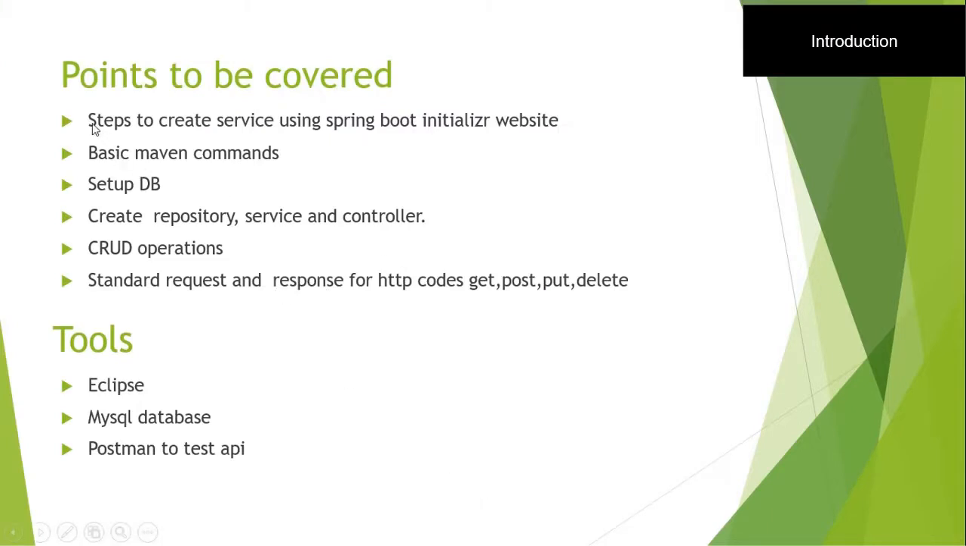So as we discussed, we will see what are the steps to create a service using the Spring Boot initializer website. Then we will see some basic Maven commands. We need to set up the DB and we are gonna create a repository, service and controller layer in our REST service. We will perform some CRUD operations and then we will see some standard request and response for HTTP codes like get, post, put and delete, and we will be using Eclipse, MySQL DB and Postman to test our REST APIs. So let's start with the tutorial.